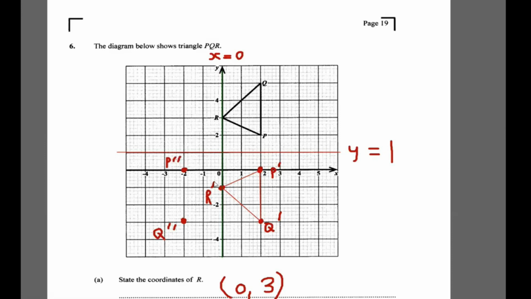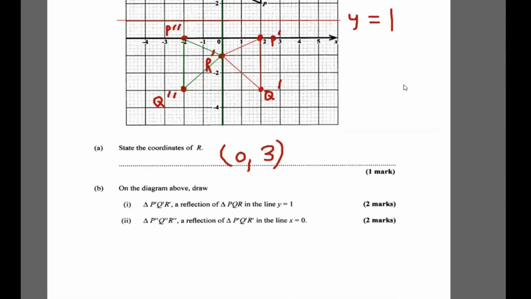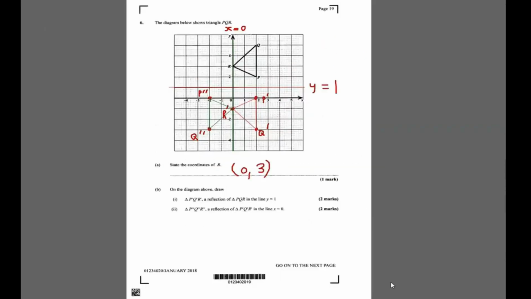And that's it. Nice and easy. Oh, and label it as R double prime as well. All right. And that's that. Nice and easy. It's always nice to just do a little drawing and get some marks.